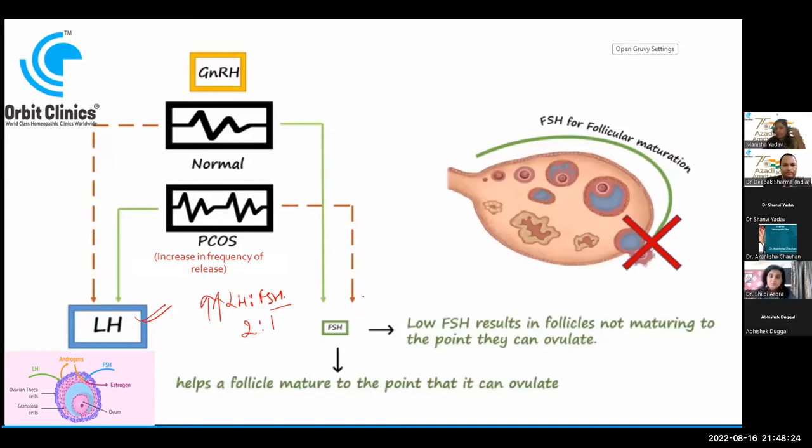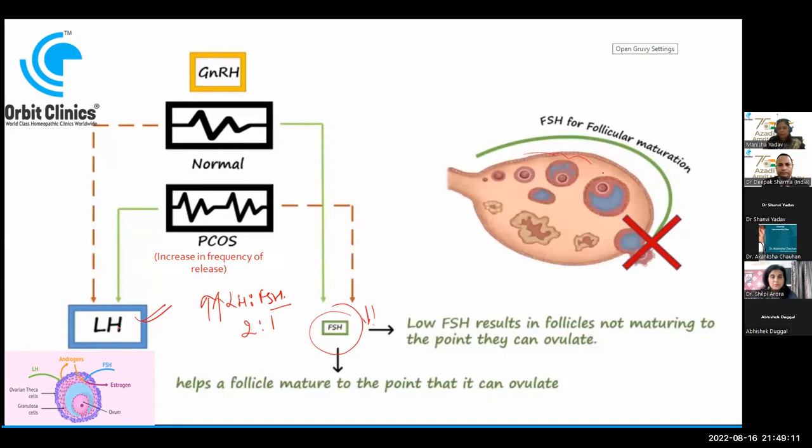So how does it affect when this level changes? When the FSH level decreases, and you all know what the function of FSH is? It stimulates the follicle to grow to maturity so it can ovulate. So if this amount is relatively low in the body, what will happen? The follicle will not mature to the point where it can ovulate. They increase in size up to a certain stage, but they will not reach the stage where they can ovulate. Because of the low FSH, the follicles are not able to ovulate. That's why these follicles remain present inside the ovary in a cystic form.